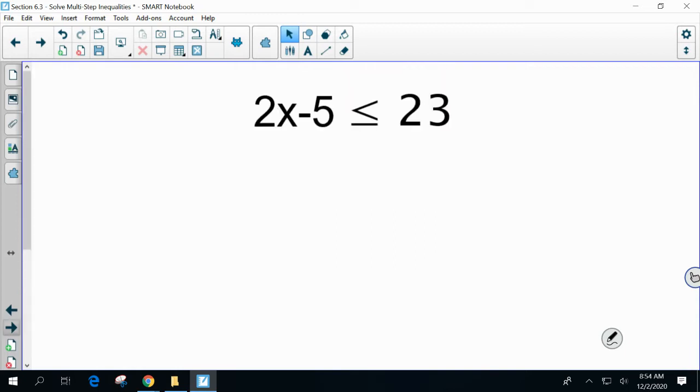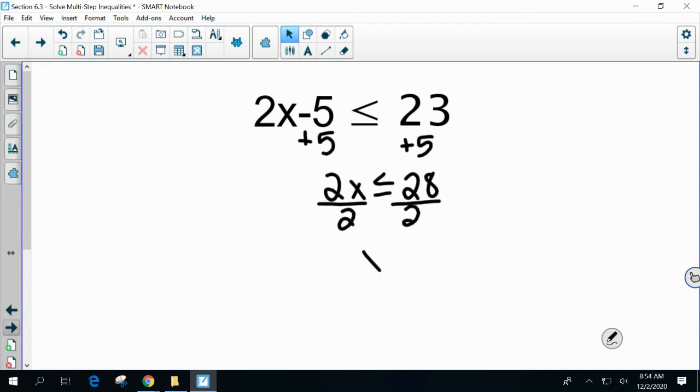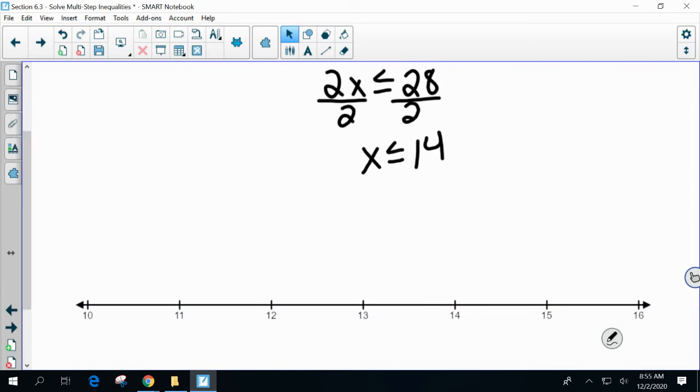Okay, so if we look at the next one, 2x minus 5 is less than or equal to 23. I would start by adding 5. So 2x is less than or equal to 28. Then I divide by 2. So x is less than or equal to 14. And then I would graph that. This time I would have a closed circle, and I'm going left.